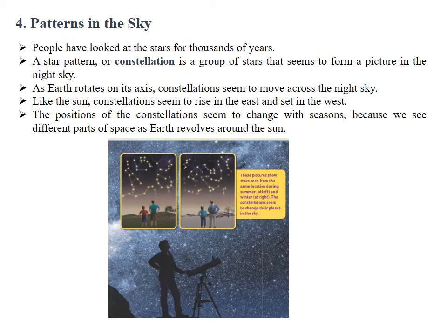The positions of the constellations seem to change with seasons because we see different parts of space as Earth revolves around the sun. So if we look at these pictures, they show stars seen from the same location during summer, the picture on the left, and winter in the picture on the right. The constellations seem to change their places in the sky.